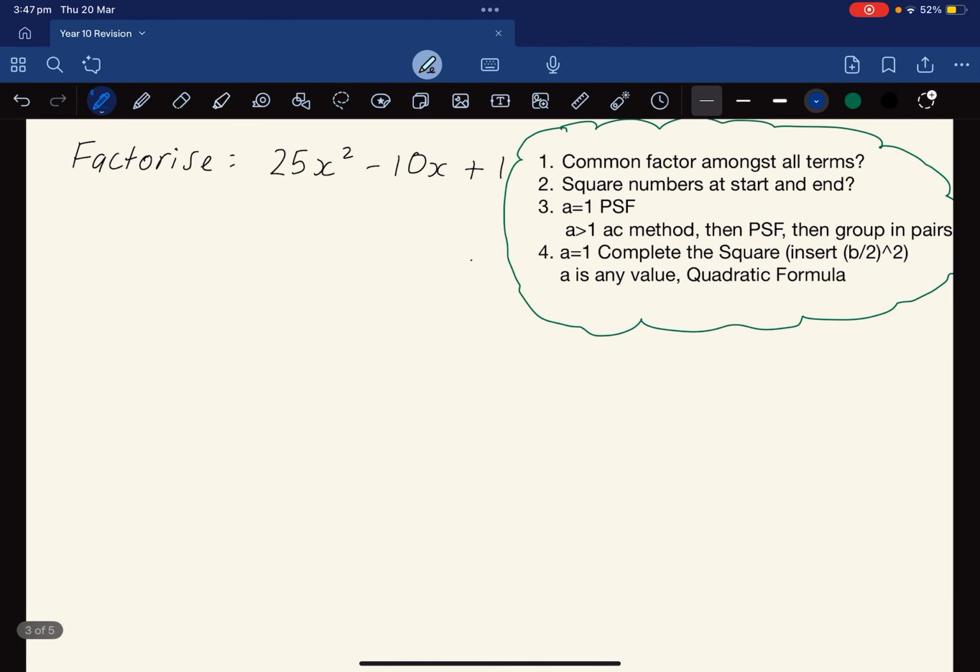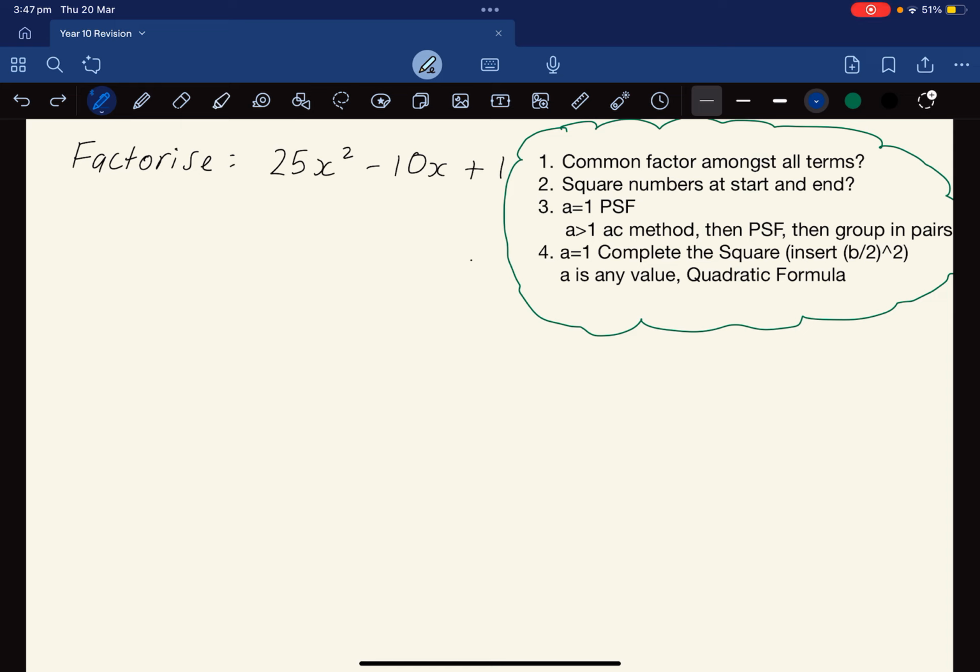We are going to look at factorizing using a couple of methods, all right? Actually, this first video will just be one method. And we're going to use this process here. So it's a 4-step sort of strategy to work out which factorizing method you're going to use. But let's just look at it.